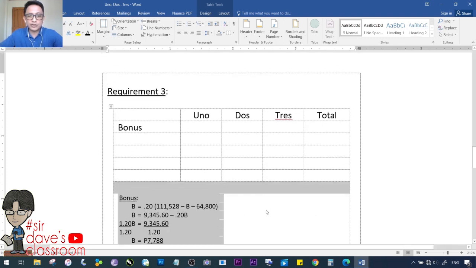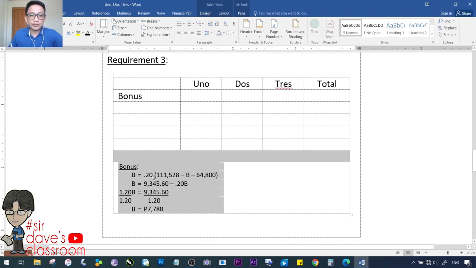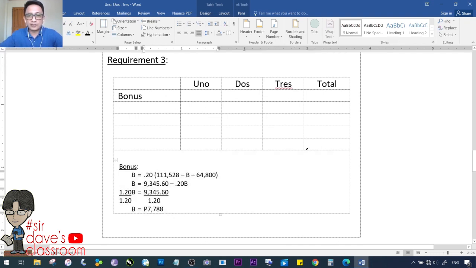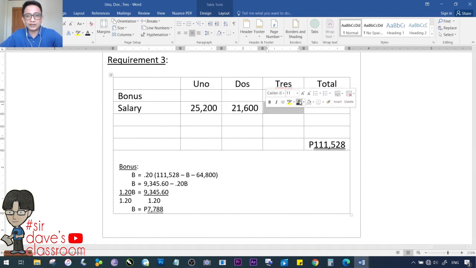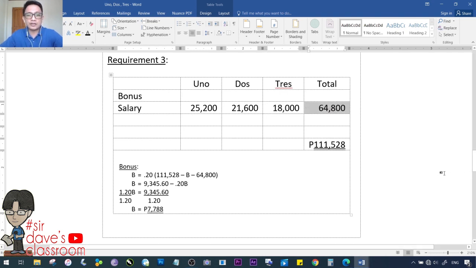This is our equation for the bonus. B is equal to 20% of the given income, 111,528, less the bonus, after all the salaries. So we should have placed the salaries here first. How much are our salaries, class? Very simple since they are given. 25,200 for Uno, 21,600 for Dos, 18,000 for Tres, having a total of, could you please check? It must be 64,800. So, income less his bonus, since he is the only one with a bonus, less 64,800.